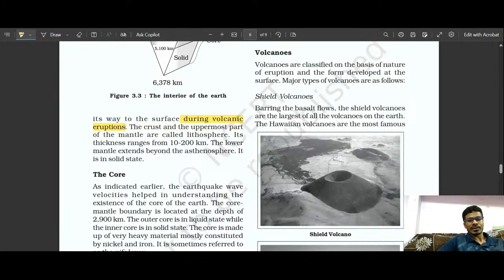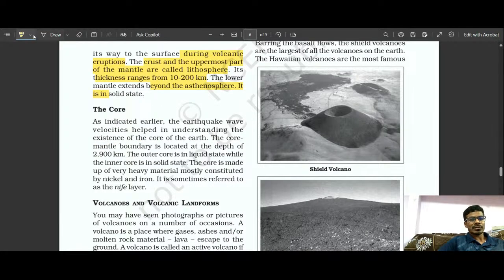When it comes onto the surface, it is known as lava, while when it is inside the earth, it is known as magma. The crust and the upper part of the mantle is called the lithosphere. Its thickness ranges from 100 to 200 kilometers. The lower mantle extends beyond the asthenosphere. It is in solid state. Now moving ahead to the core.